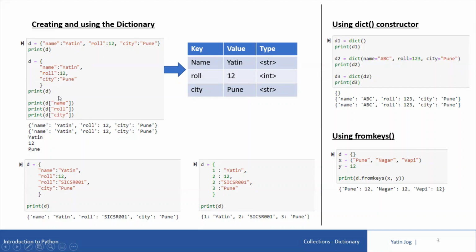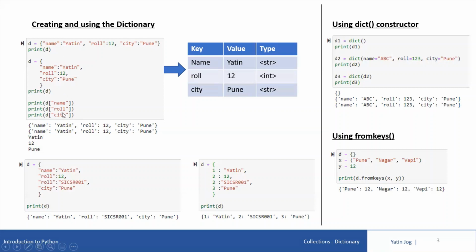Now, how to access these values inside a dictionary? So you can access the values using the keys. So if I say D of name, I'm trying to access the value which is associated with name as a key. So what is the value of the key name inside dictionary D? It is Yatin. So it will print Yatin on the screen.